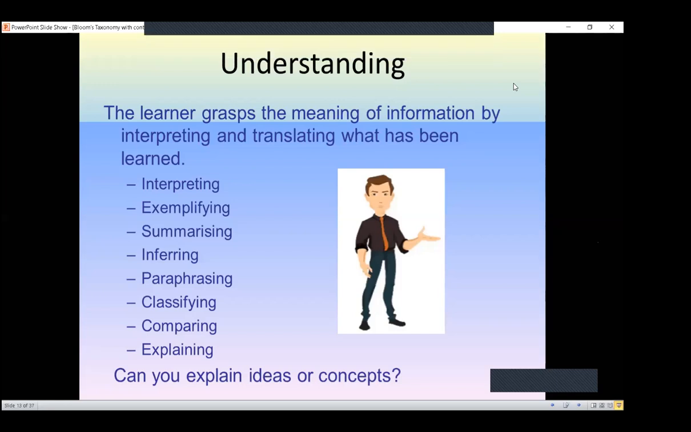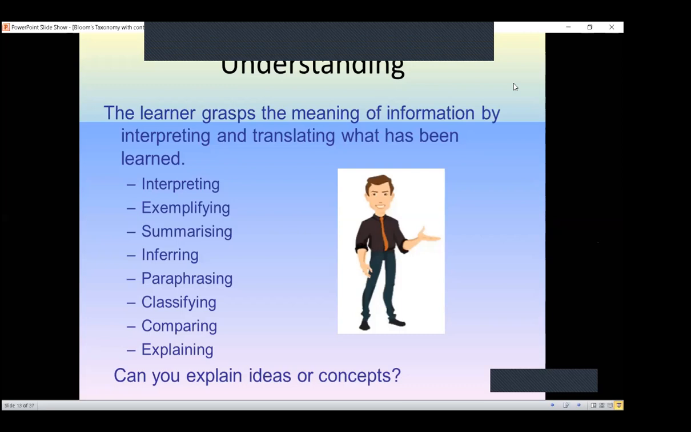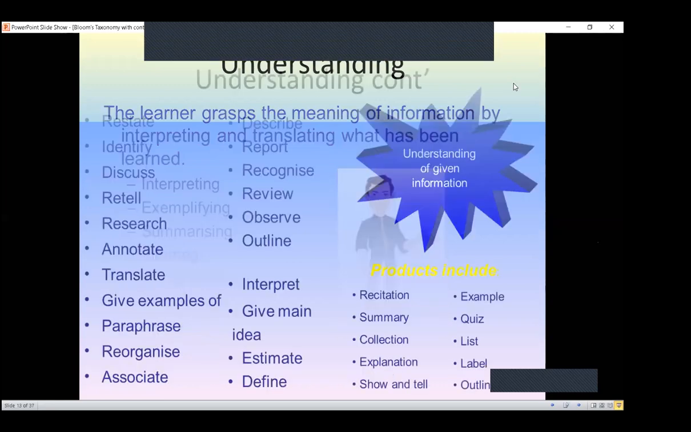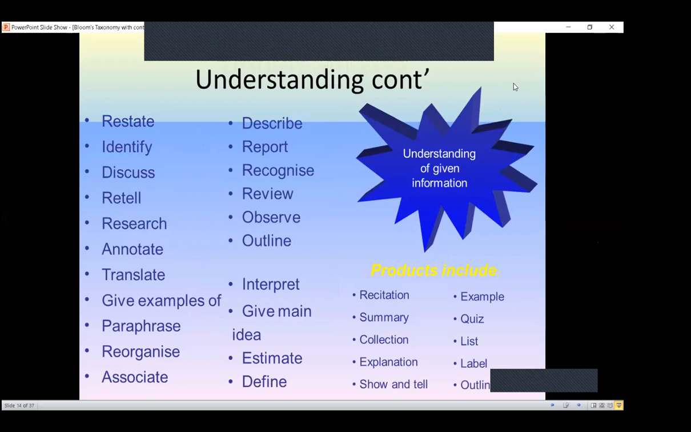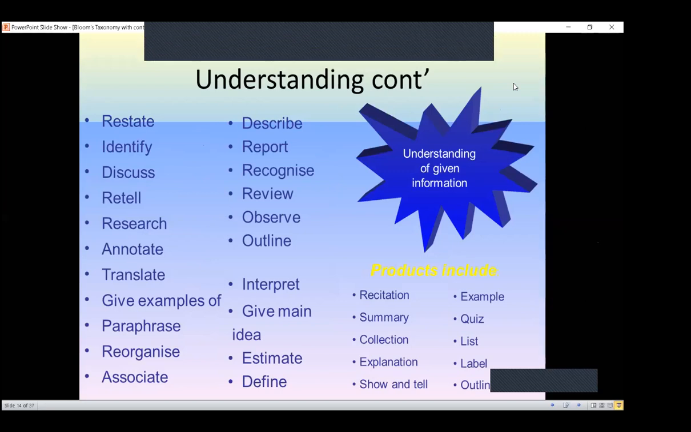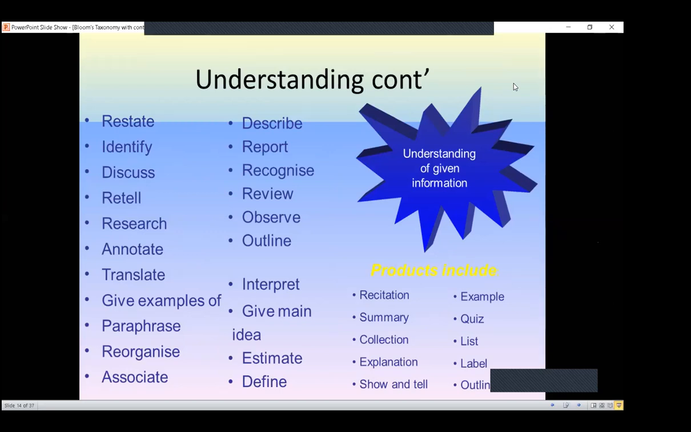Okay, so are you understanding the difference between remembering and understanding? Yeah, so remembering is the lowest level. Understanding is one step higher, where student is doing some process to that information and then translating what has been learned by him. So as you can see certain words over here, these words can be used for framing the questions also. You can tell them, okay, discuss certain things, translate certain things, interpret certain things. So this all comes under understanding.